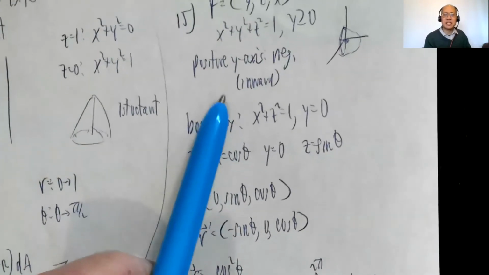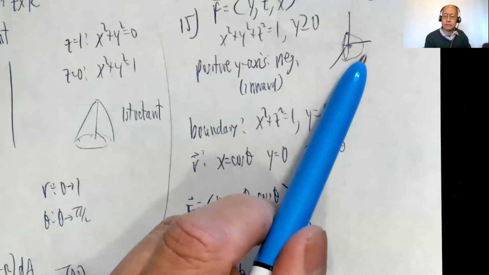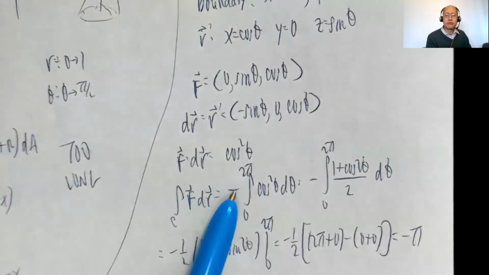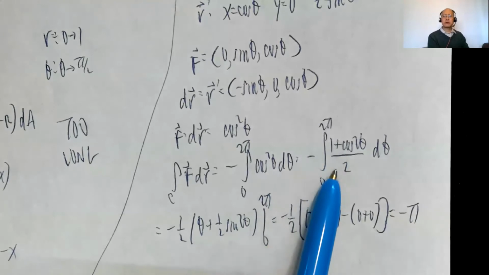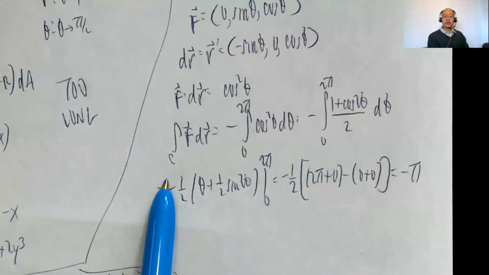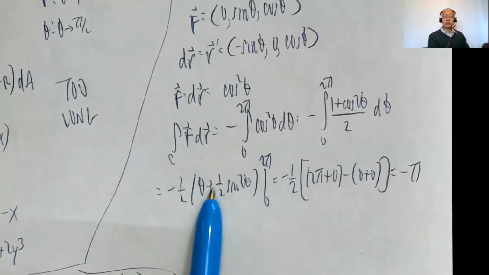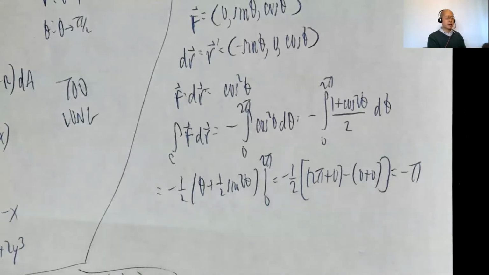Again, it's negative because it says in the direction of the positive y-axis, but for this picture, it's going inward. So inward is considered negative. So negative integral from 0 to 2 pi of cosine squared. Cosine squared is 1 plus cosine 2 theta over 2. Take out the half: theta plus 1/2 sine of 2 theta. Plug in 0, you get 0. Plug in 2 pi, that's 0, but this is 2 pi, negative a half times 2 pi, negative pi.